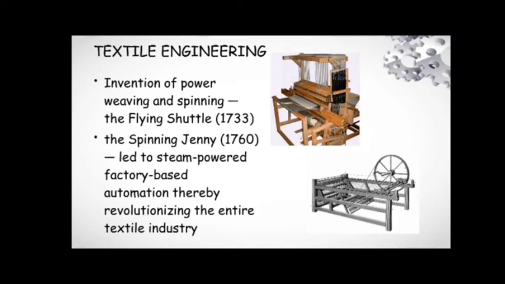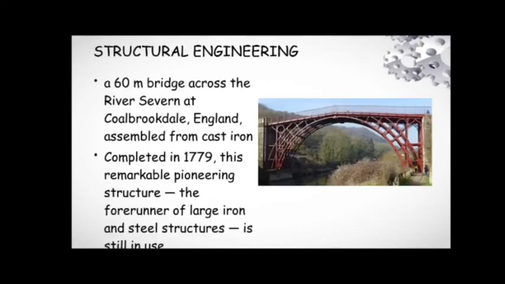So right now we'll talk about structural engineering. Structural materials had not significantly changed since ancient times. Actually, they also used wood, stone, brick, and mortar. But the increasing availability of iron suggested new construction possibilities to some engineers. So they already incorporated iron in a wide aspect. One of the significant things that we can note here is the 60-meter bridge across the River Severn at Coalbrookdale, England. It was assembled from cast iron and was completed in 1779.